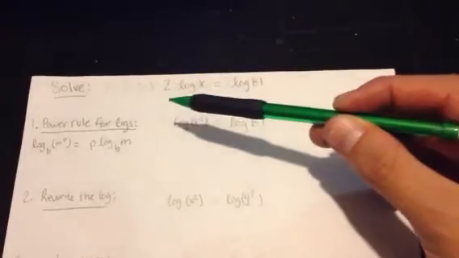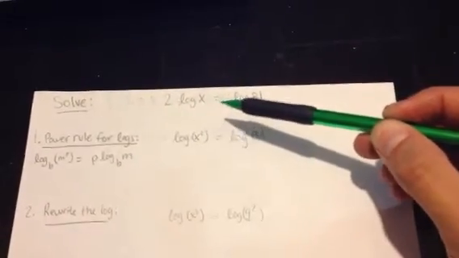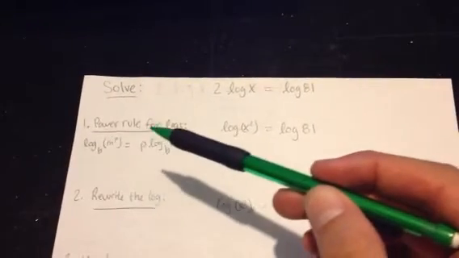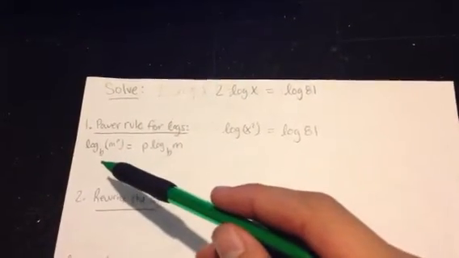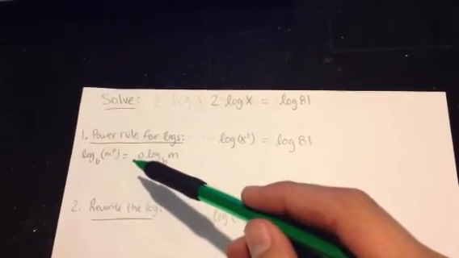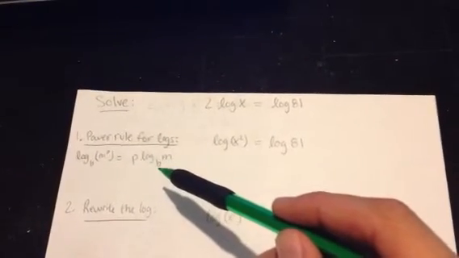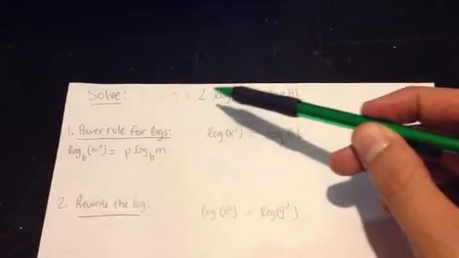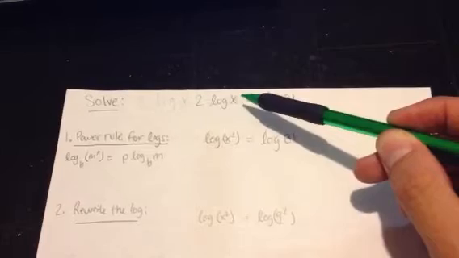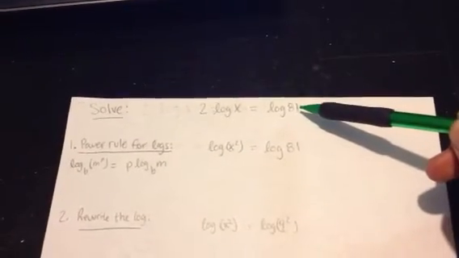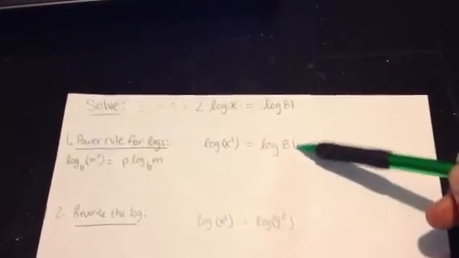So you start with 2 times the log of x is equal to log of 81. The first thing you're going to need to do is use the power rule for logs, and the power rule states that log base b of m raised to p is also the same as p times the log base b of m. So in using that, you can move that 2 up above to make that x squared right here, as shown in this problem right here. Notice that the log of 81 is not changed just yet.